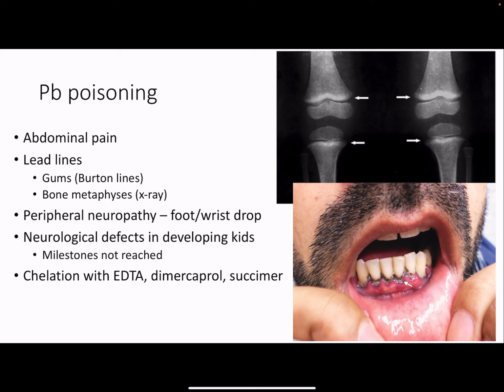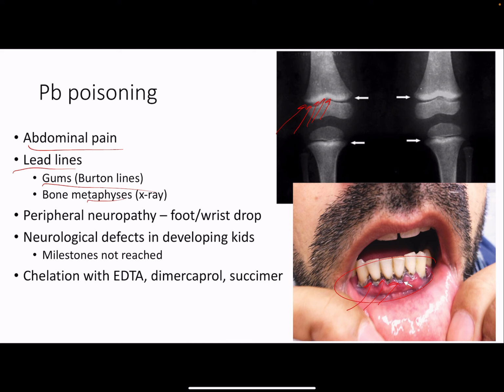Things to look out for in lead poisoning: abdominal pain, lead lines. So this can be called Burton lines in the gums. Shown here, you can kind of see this lead deposit. And then in the bone metaphyses on x-rays, you shouldn't have this little white line here. That's lead accumulating at the metaphyses. Peripheral neuropathy, neurological defects in developing kids is particularly important.